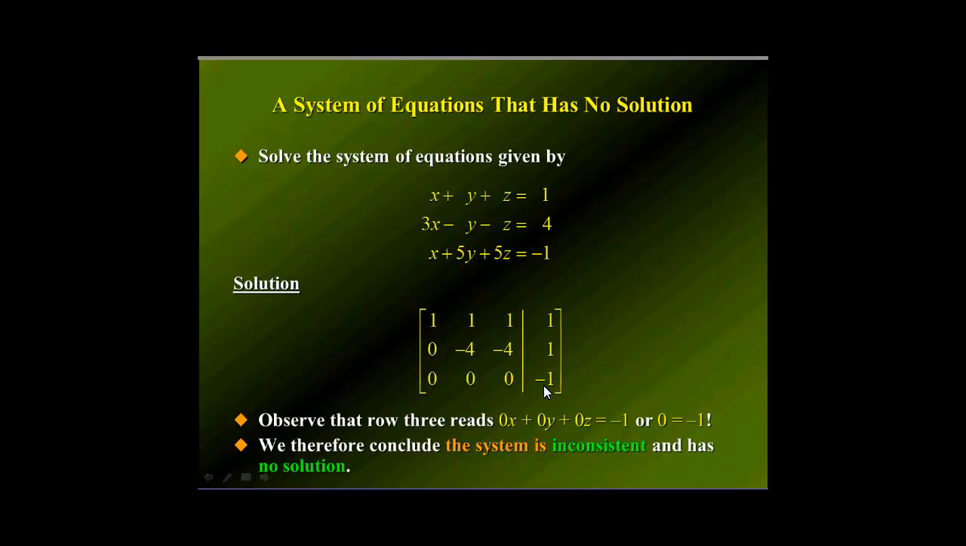Remember that if our whole last row is 0, we say that there are infinitely many solutions. If this row is 0 and this element is not 0, then we say that there is no solution. If this is non-zero and this is non-zero, left side non-zero and right side non-zero, then we say it is a unique solution.